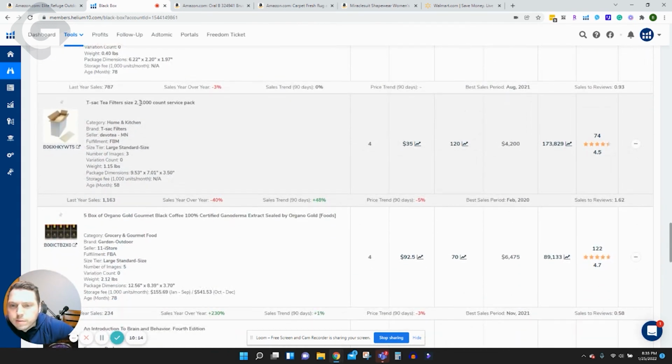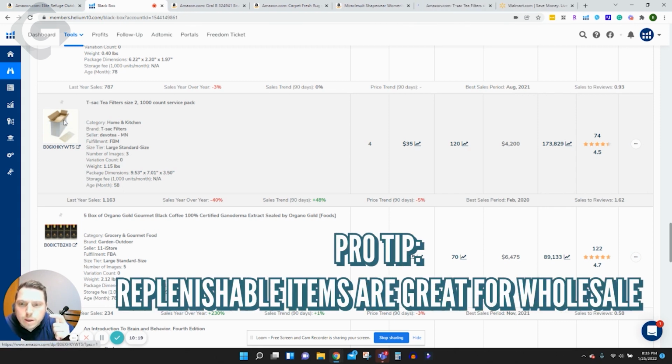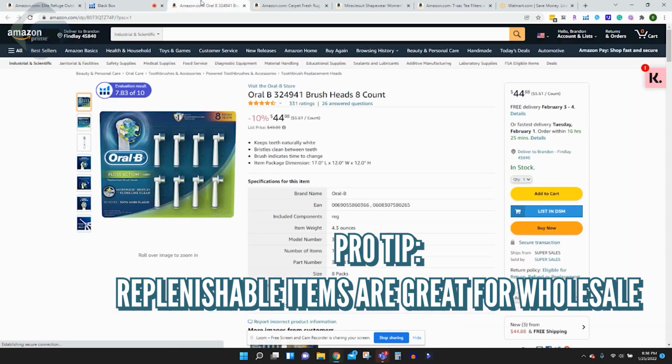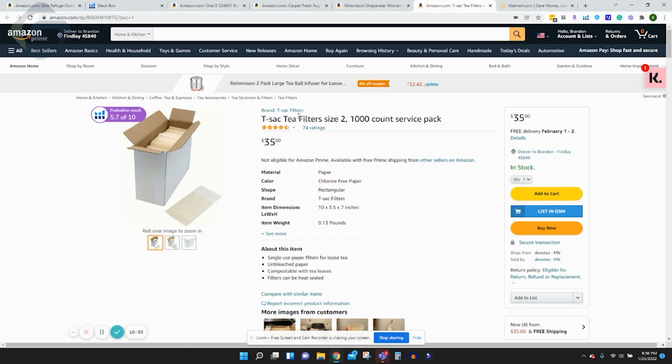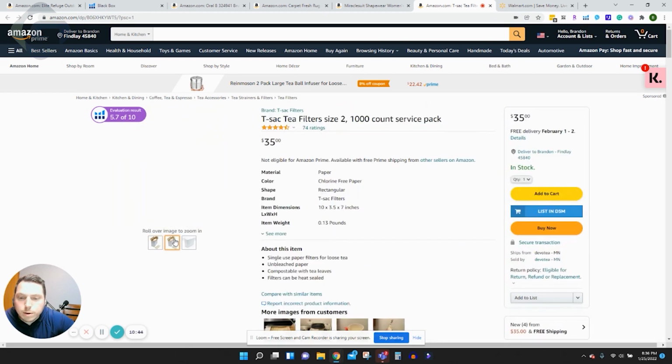T-Sack, T-Filters. A good tip for you, replenishables. So grocery, things that get consumed or reused, they're disposable. That's super awesome for wholesale. Generally, there's a pretty high demand and you're able to just find specific products and just keep reselling the same things. And if the listings look like crap, it actually doesn't matter. People know just by the size and the count if it's what they want. These pictures don't have to be pretty, and these can make a lot of sales.